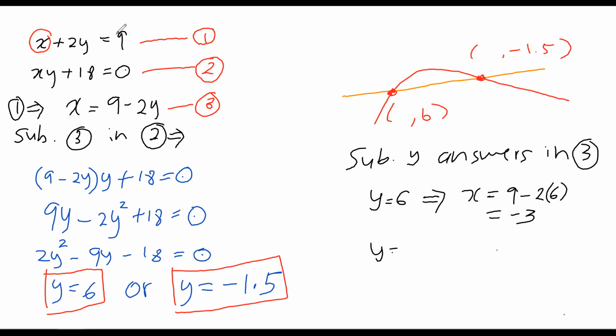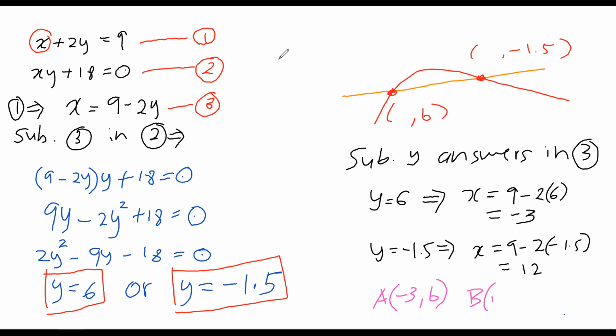Then when y equals minus 1.5, x is 9 minus 2 times minus 1.5, that is 12. So finally you have to put your answers together. I'm running out of space here, but they say that the two intersection points are A and B. So A could be minus 3 comma 6 and B could be 12 comma minus 1.5, right? That's how you finish.